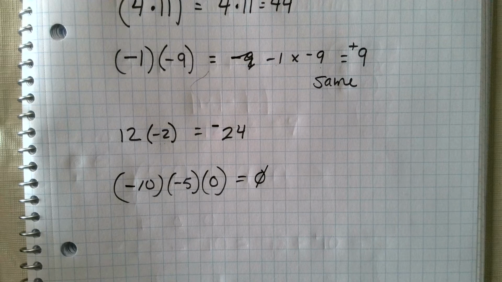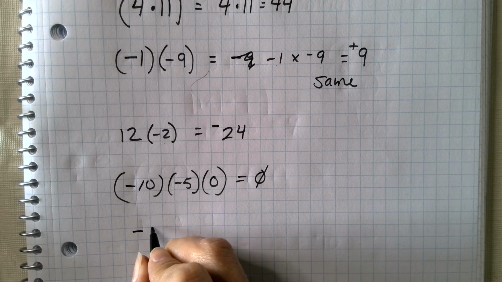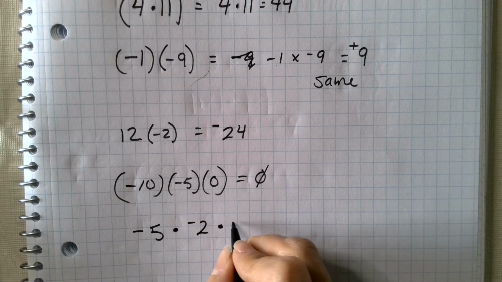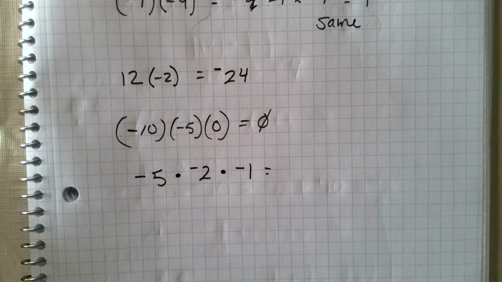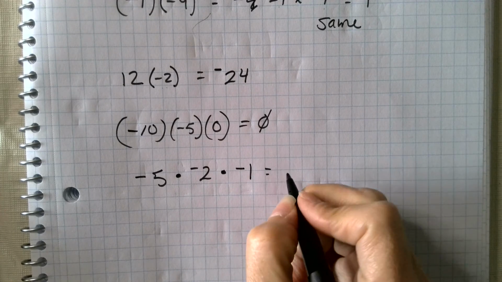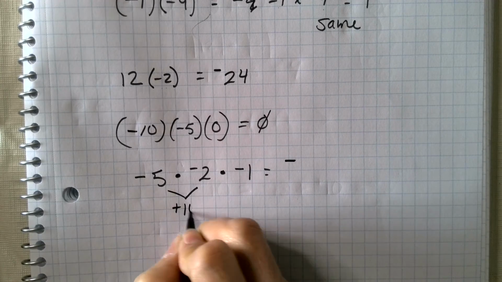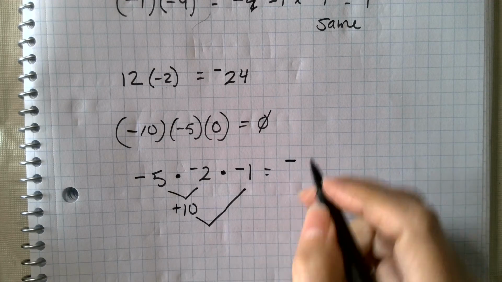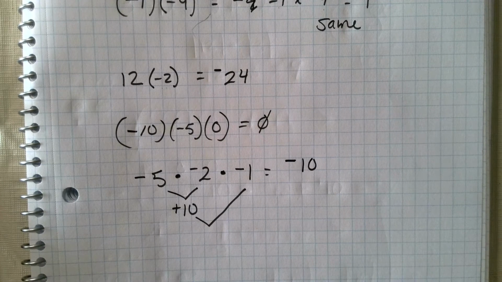Okay, and then how about something like this? When I have a negative 5 times a negative 2 times a negative 1. Looking at this, I have 3, so I have an odd number, and I said that an odd number of negatives gives us a negative, because negative 5 times a negative 2 gives us a positive 10, but then I multiply that by the negative 1, and I get a negative 10, because these signs are opposite. So a negative 10 for that one.